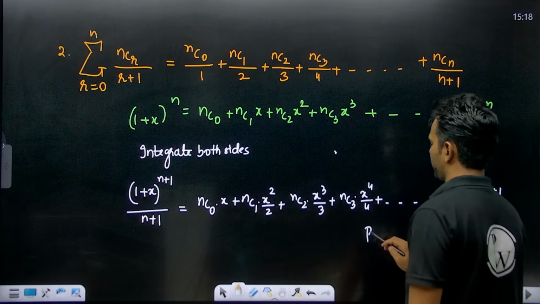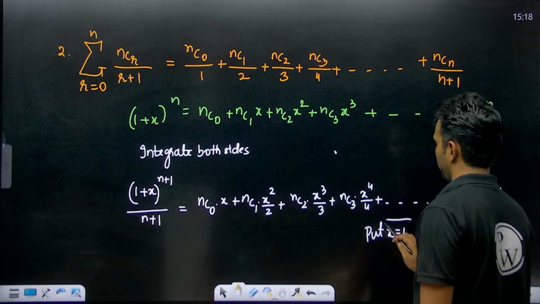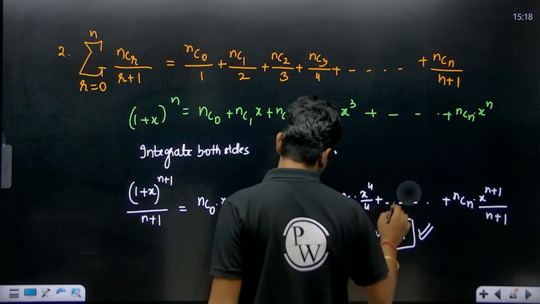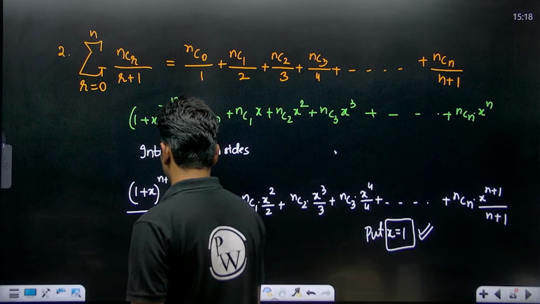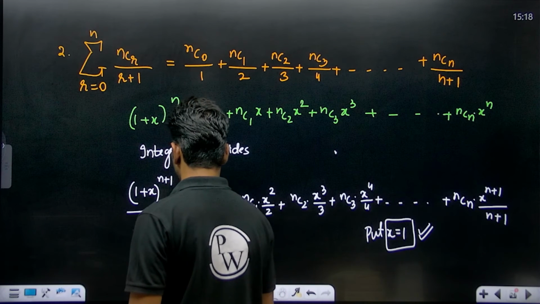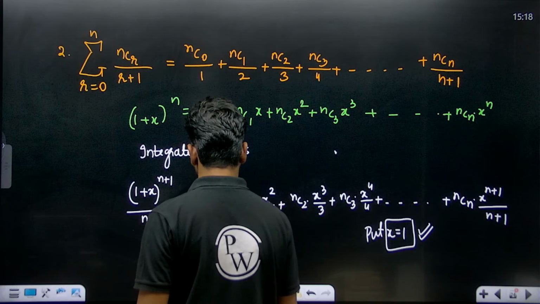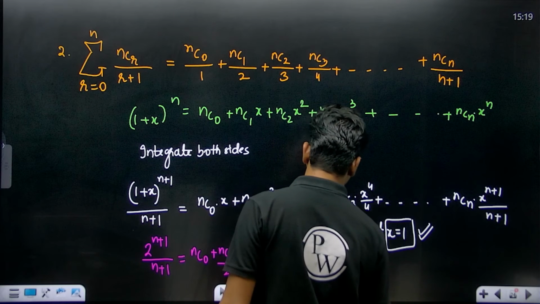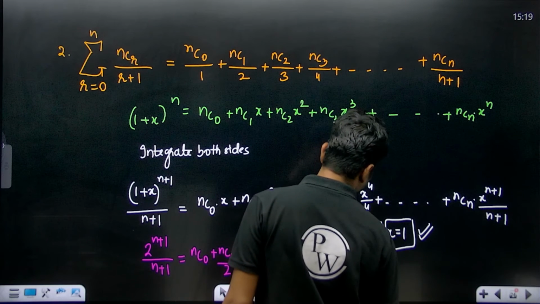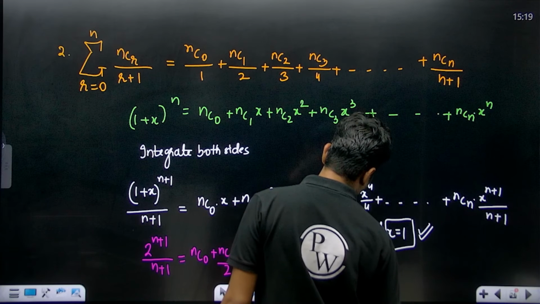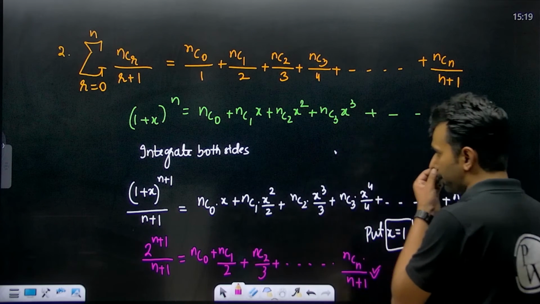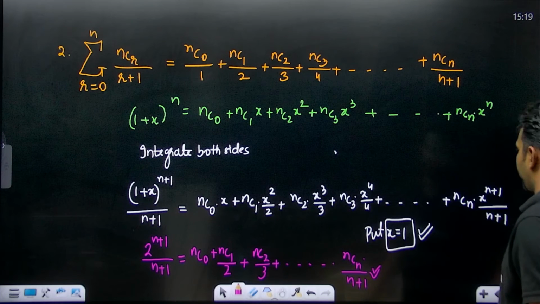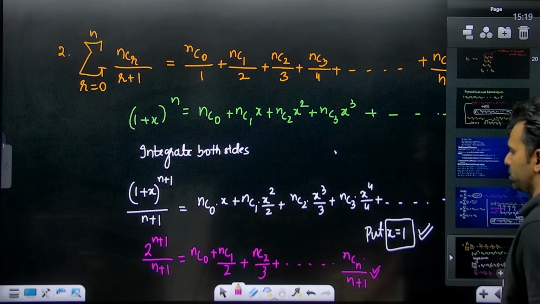Right, over here put x equal to 1. The moment you put x equal to 1 over here, you will get this particular formula, and you need to solve GP as well. So (2^(n+1) − 1)/(n+1) will be equal to nC0 + nC1/2 + nC2/3, and so on till nCn/(n+1), right? So you must remember this particular thing as well. I don't think that there will be any difficulty in order to remember this particular formula as well, everyone.